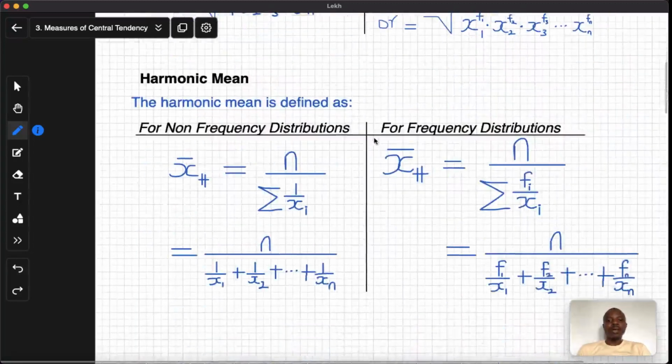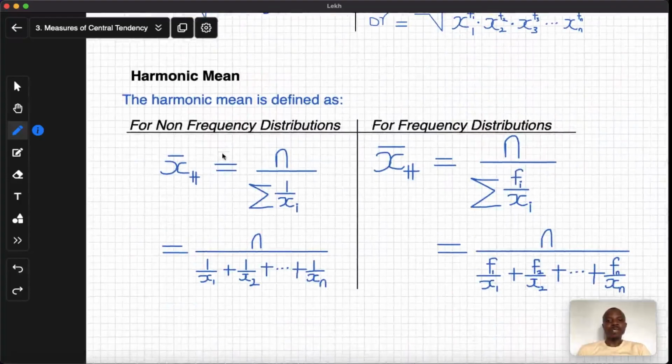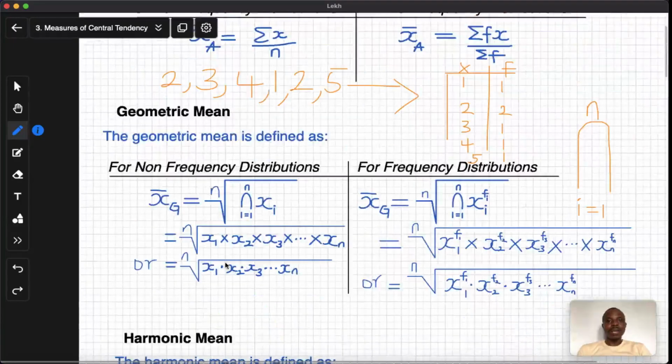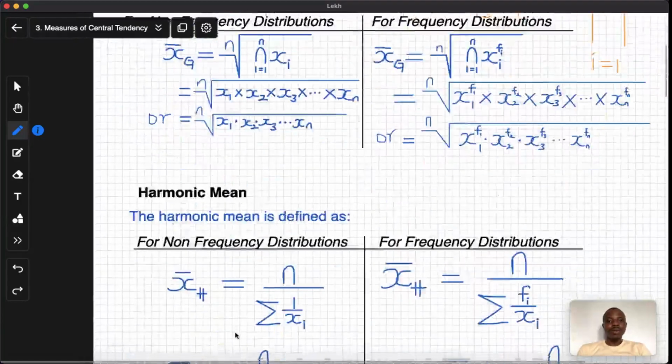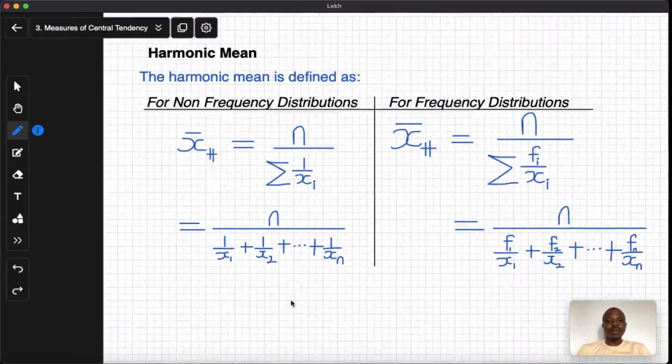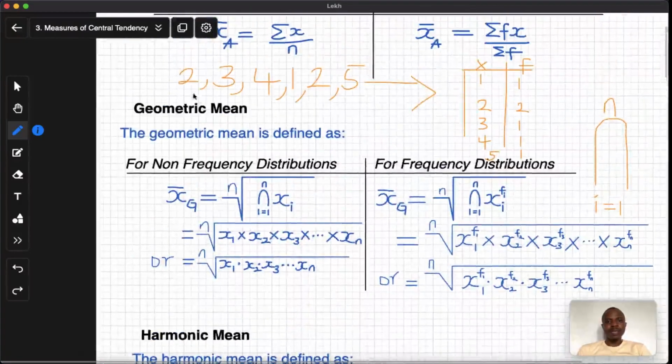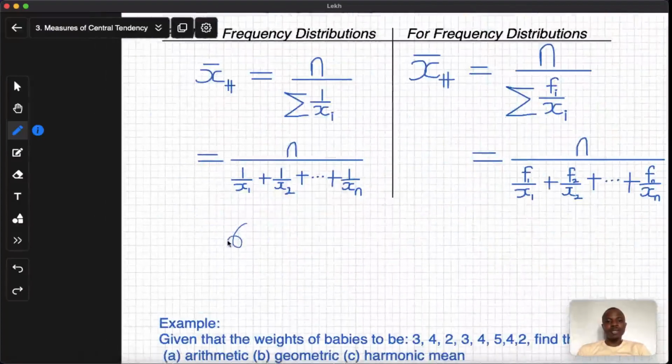All right, the harmonic mean says to look for the reciprocals of the numbers. So when you're dealing with the non-frequency distribution, you just look for the reciprocal of the numbers. So for instance, seeing that we have observations 2, 3, 4, you're just going to be doing, how many observations are there again? 1, 2, 3, 4, 5, 6. So you're just going to be saying 6 all over 1 over 2, the first observation.